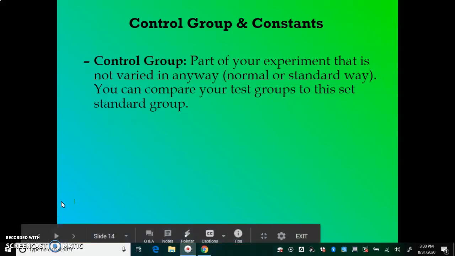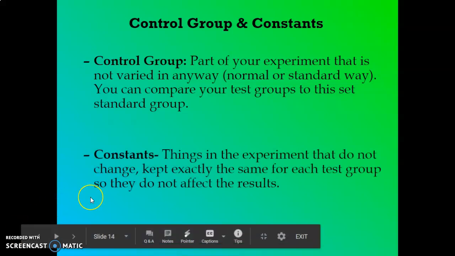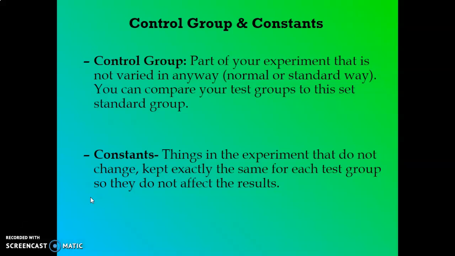The next component is known as constants. So these are things in the experiment that do not change. So usually you have what's called a control group and then the experimental groups, which are the ones that have everything done to it. Now, constants are found in the control group, but also these other experimental groups. So there are things in the experiment that don't change. They're kept exactly the same for each test group, so they do not affect the results.